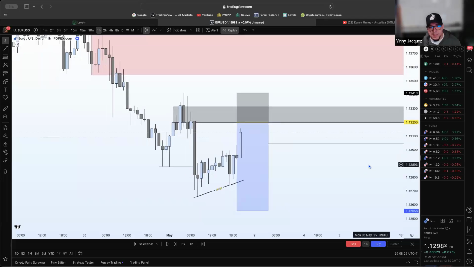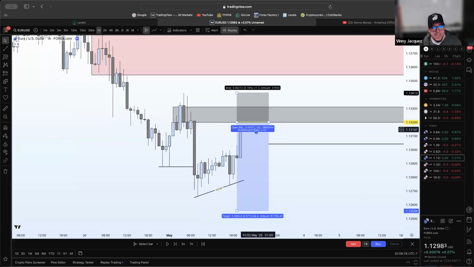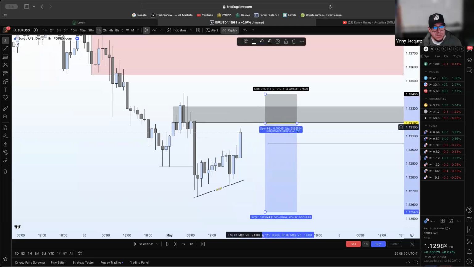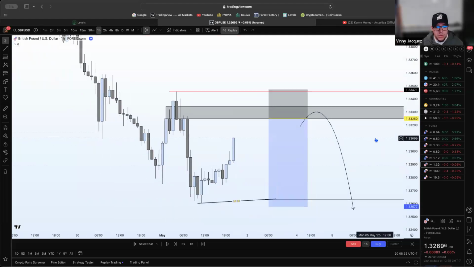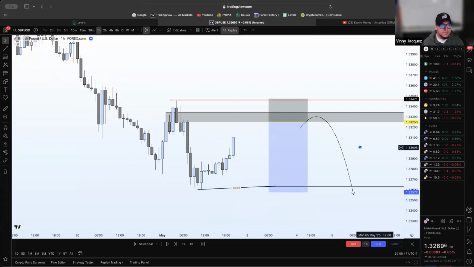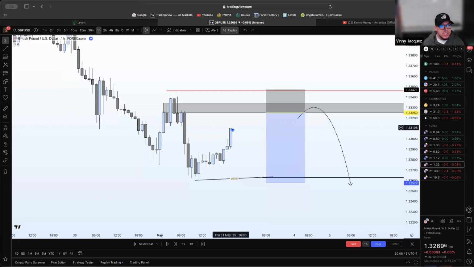This is something easy to participate in. Is EU closer to my sell zone than GU? Or is GU closer to my sell zone than EU? Which one is closer to my sell zone, guys? EU, right? We can actually see that. GU still has room to play.